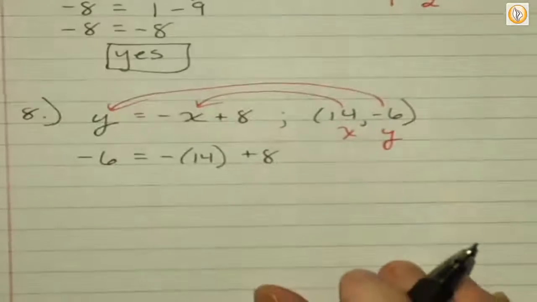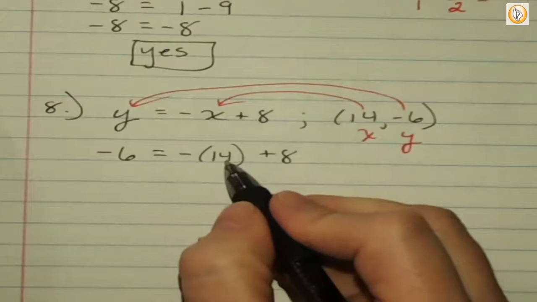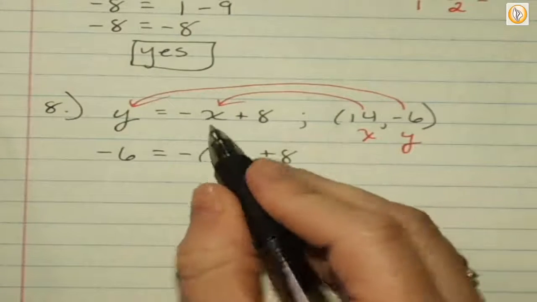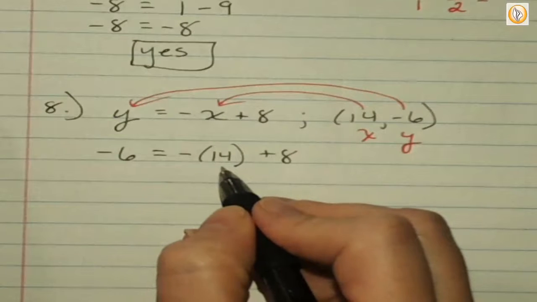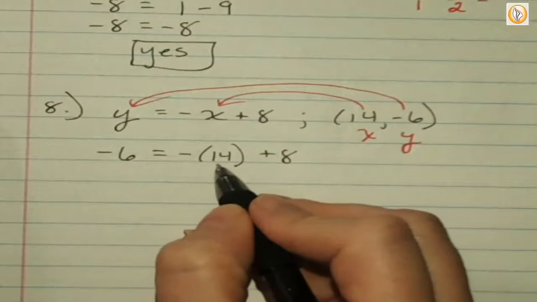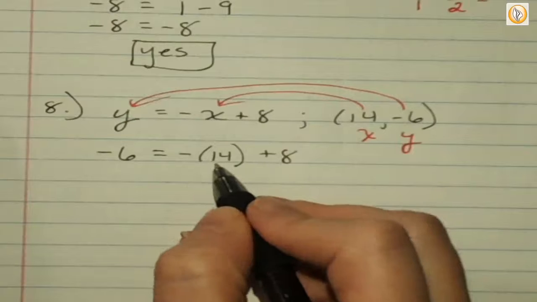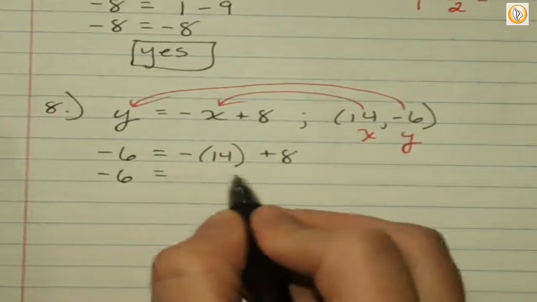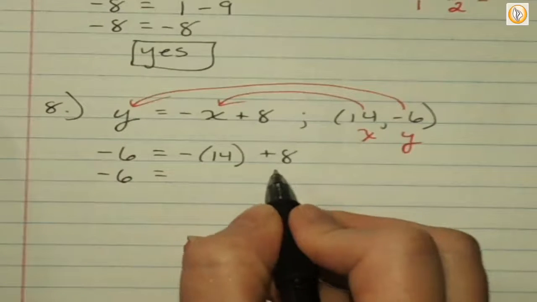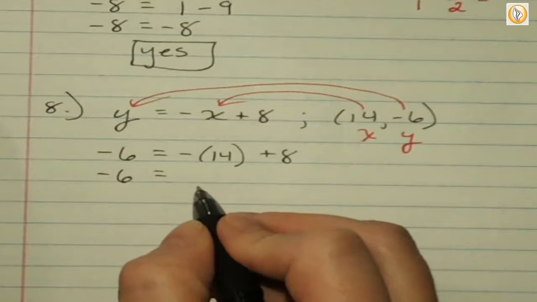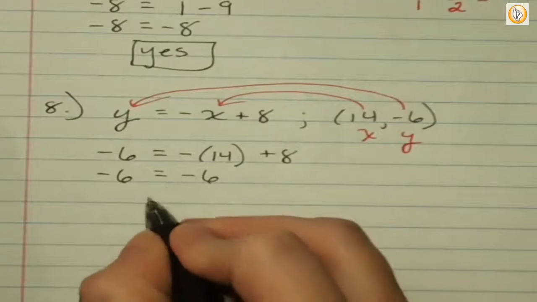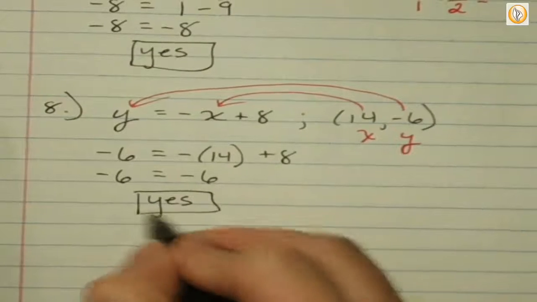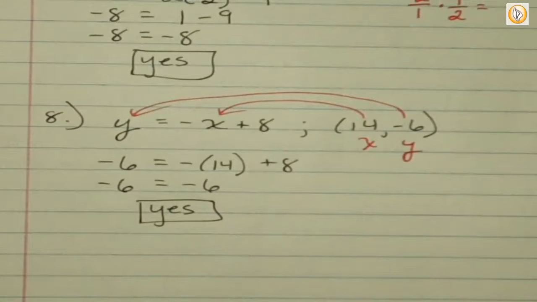Notice how I wrote that. Because you're substituting this x and there's a negative sign, you better make sure you put it in parentheses. Y'all see that? And that negative is in front. So Atalia, what is -14 and 8? -6. So is that a solution? Yes. Very good. Any questions?